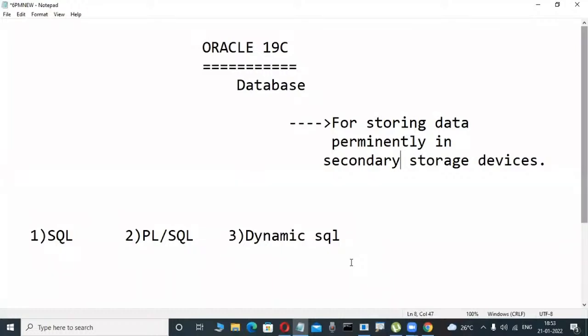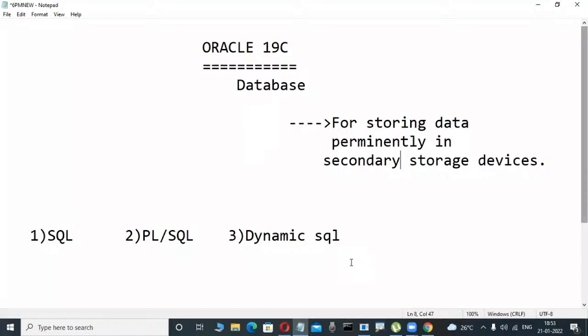ETL developers always need subqueries, joins, materialized views, indexes, partitions, some concepts. OLAP features, rank, dense rank, this type of analytical functions, lag and lead, some analytical functions, some knowledge is required. And PL/SQL stored procedures.